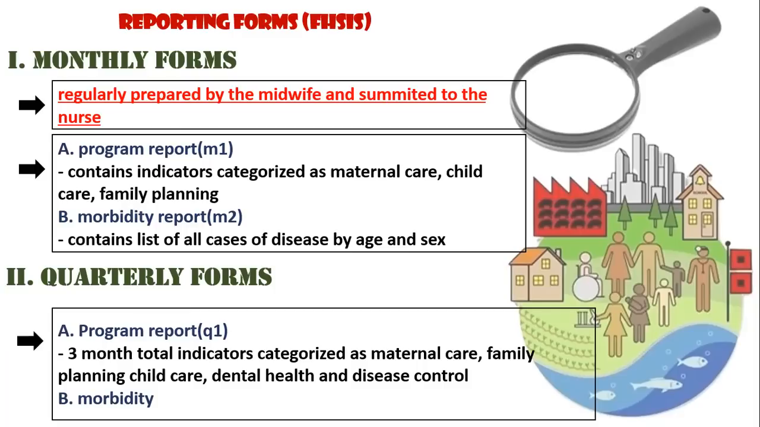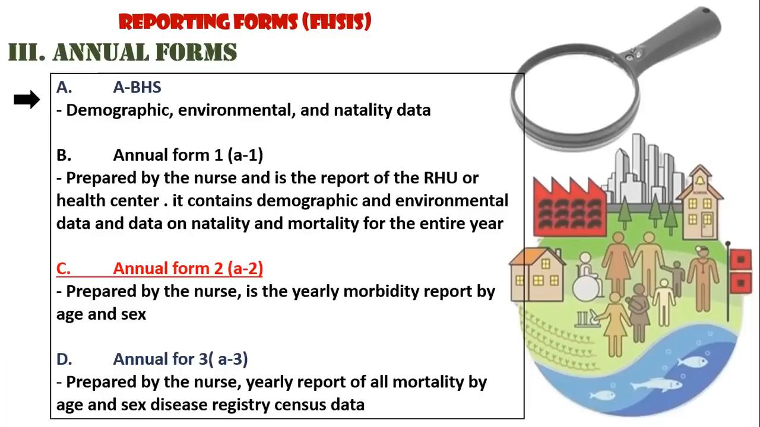Quarterly forms, these are the municipal or city health report and contain the 3-month total of indicators categorized as maternal care, family planning, child care, dental health, and disease control. So yan yung ating quarterly. Ito para din siyang TCL or the target client list, pero dito, meron siyang specific na kakategorize siya. Then, aside from that, we have the annually form.